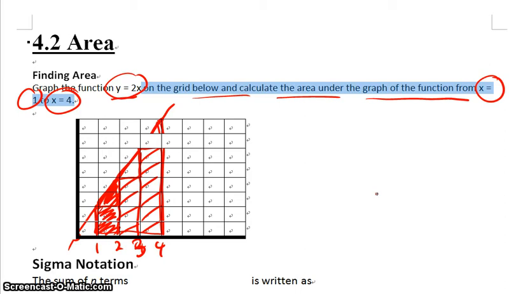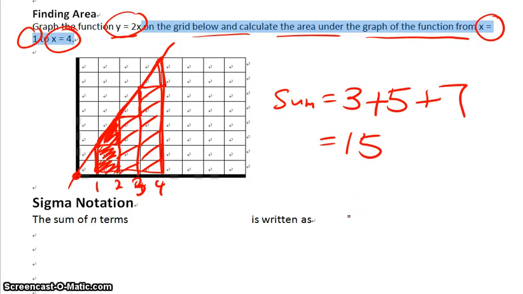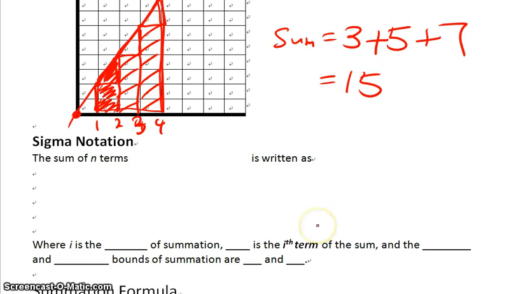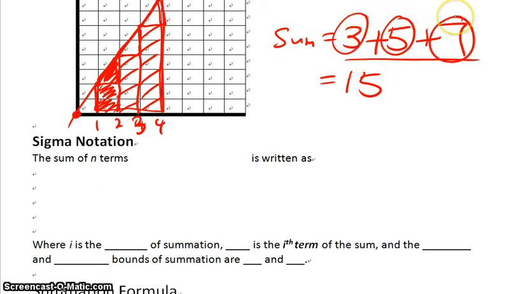This idea of finding area by adding a bunch of numbers is called integration, and it is always adding some numbers together. So let's create a symbol that allows you to add numbers together. The symbol is called sigma notation, the sum of n terms. How many terms are there? There are three terms, like t1, t2, t3, adding them together. So we can just write a symbol like this.